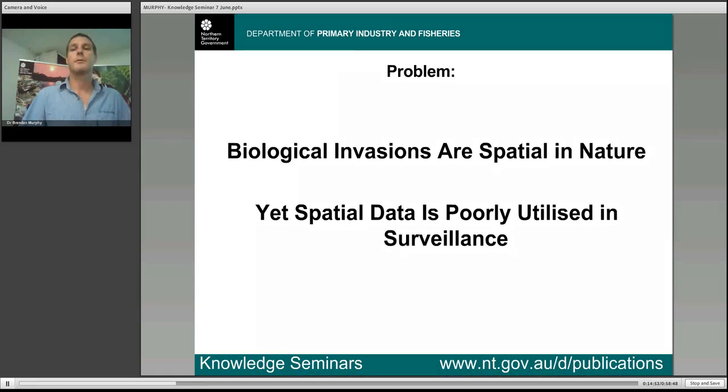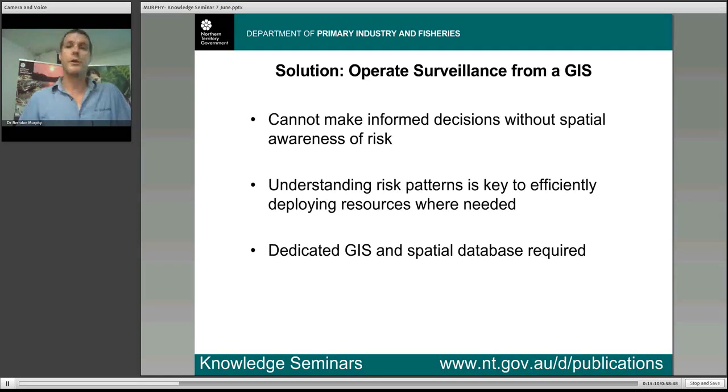So the next issue is that biological invasions are spatial in nature, but spatial data is very, very poorly used to allocate surveillance resources. And I think this is fundamental, that we need to understand where they could come from and deploy our resources in those areas. So without spatial data, we're basically flying nearly blind, and we can't make informed decisions about where we're allocating our resources.